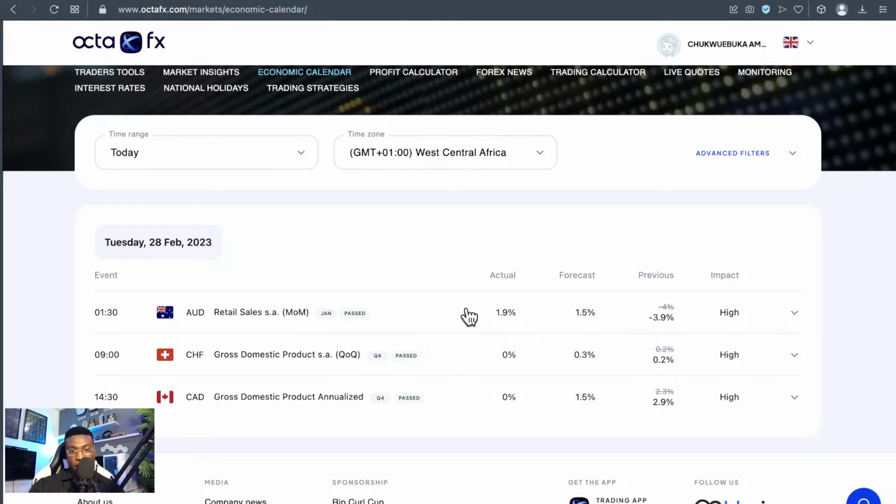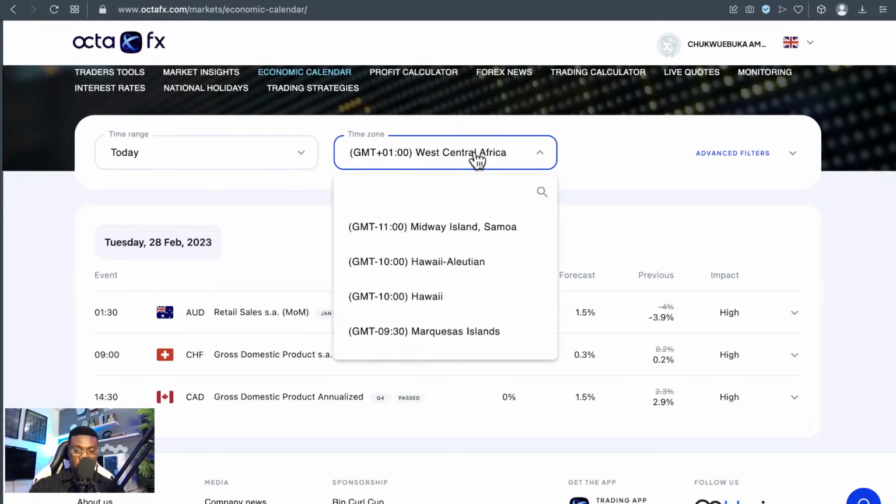So basically, we're also going to look at the Australian dollar and other relative currencies like the Aussie dollar and the Aussie yen as well. And I'm going to show you guys how the Australian dollar has reacted to this news, and some gains that it has gotten in just a few hours of the release of this news. It was released at 1:30 a.m., and this is in West African or Nigerian time. You can always change it to your time zone.